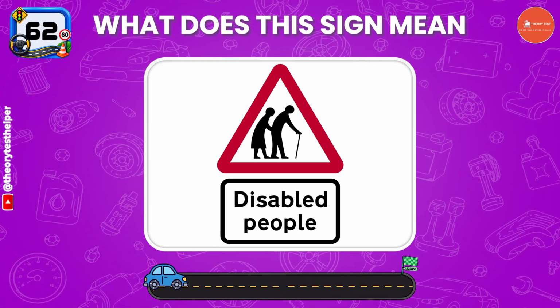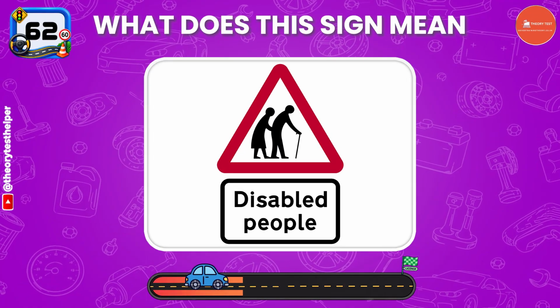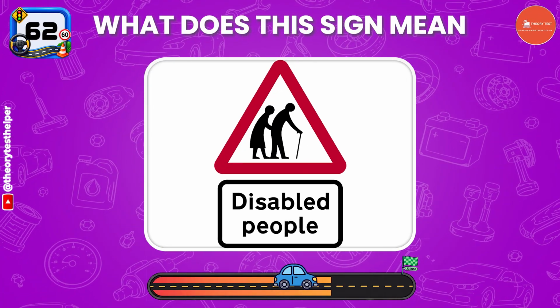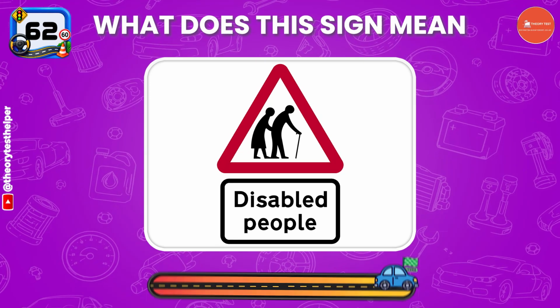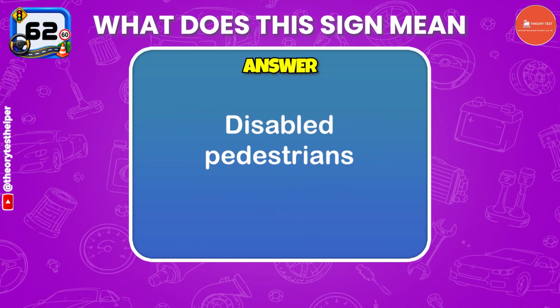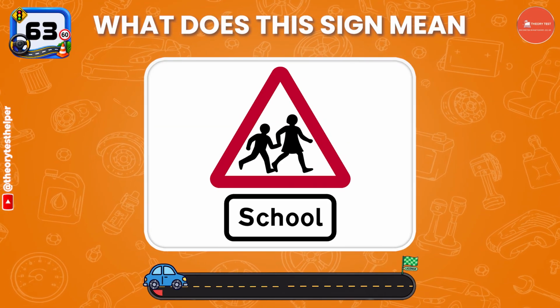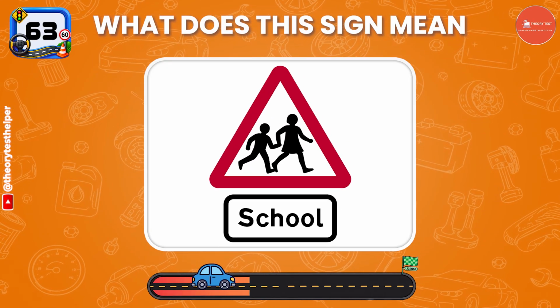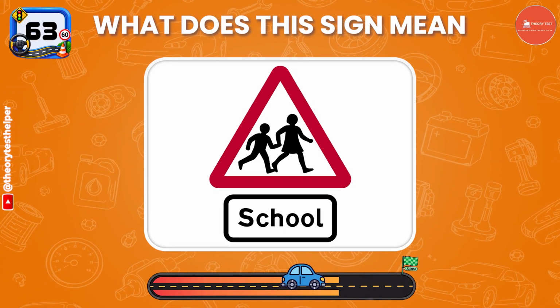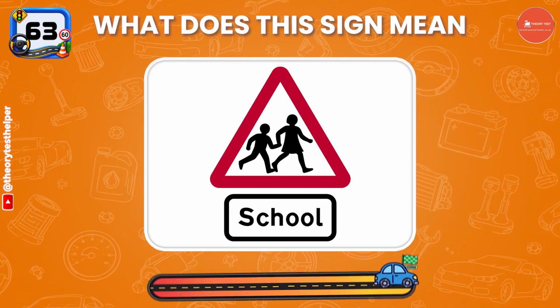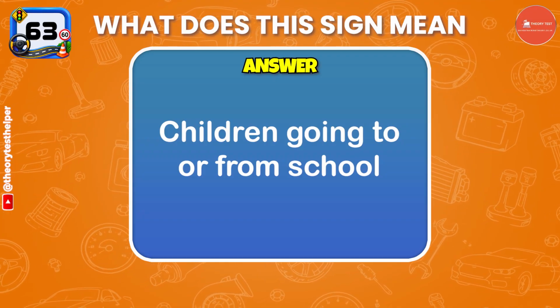What does this accessibility sign indicate? Disabled pedestrians. Why should you reduce your speed near this sign? Children going to or from school.